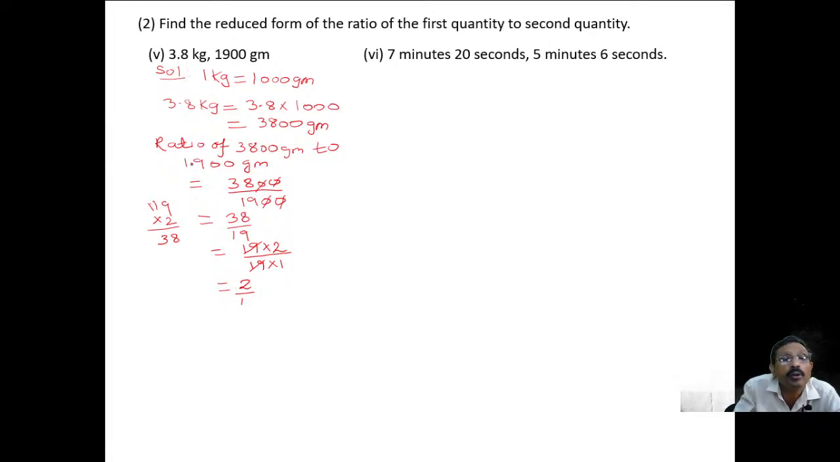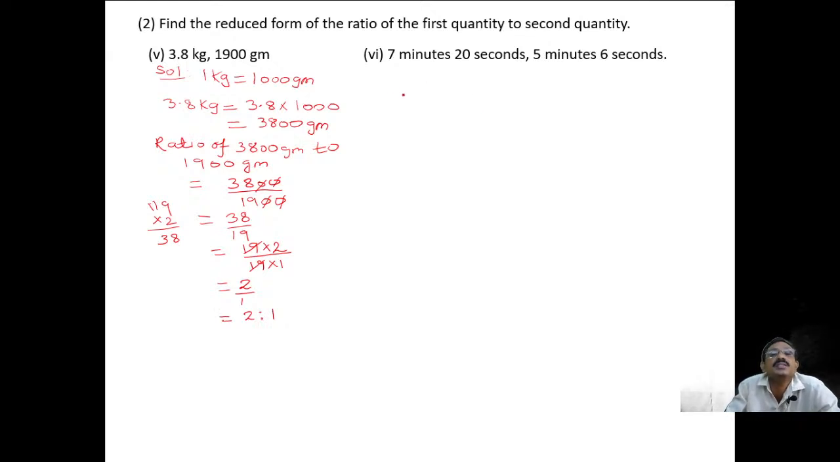Now 2 upon 1 tells me that it is 2 is to 1. So we got the ratio of the first quantity to the second quantity in the reduced form. And what is the ratio we got here? It is 2 is to 1. Let's move to the next sum.